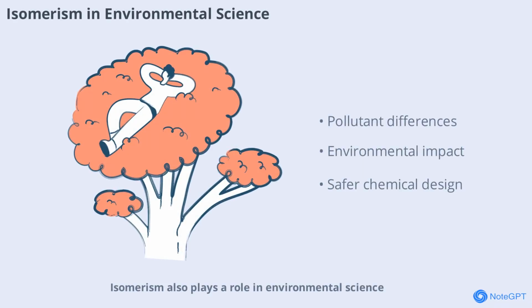Isomerism also plays a role in environmental science. Some pollutants exist as isomers, with one form being more toxic or persistent than another. For example, certain pesticides have isomers that differ in their environmental impact. Understanding these differences helps scientists develop safer chemicals and assess environmental risks more accurately. Isomerism thus contributes to protecting our planet and promoting sustainability.